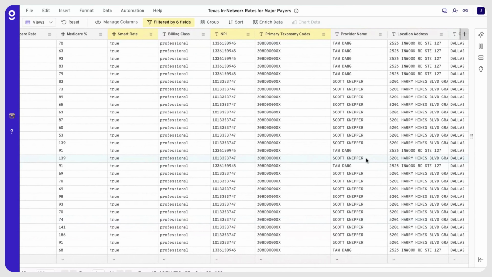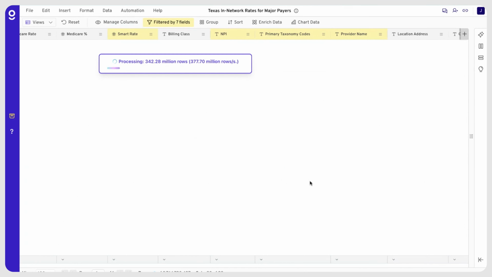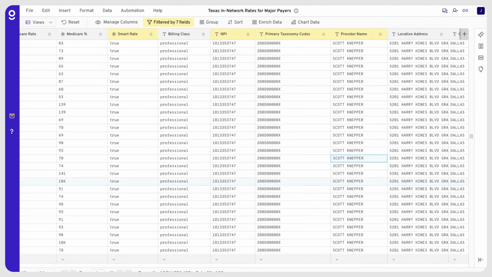And we were looking at Scott. So let's just narrow our search to Scott Knepper. I don't know who this individual is, but we're going to use him as an example.